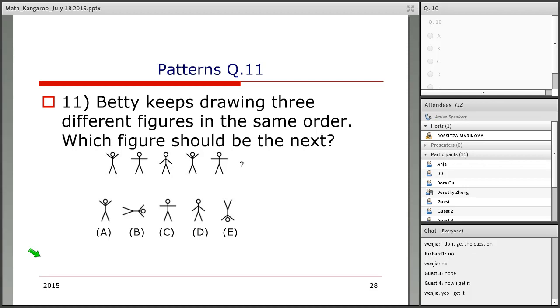And I know that you have been doing patterns in your grade 2s, grade 3s, since grade 1. So trying to figure out which kind of pattern is this, repeating, increasing, shrinking, which one is this? What do you think should be the next figure? So I will have the poll ready for you.